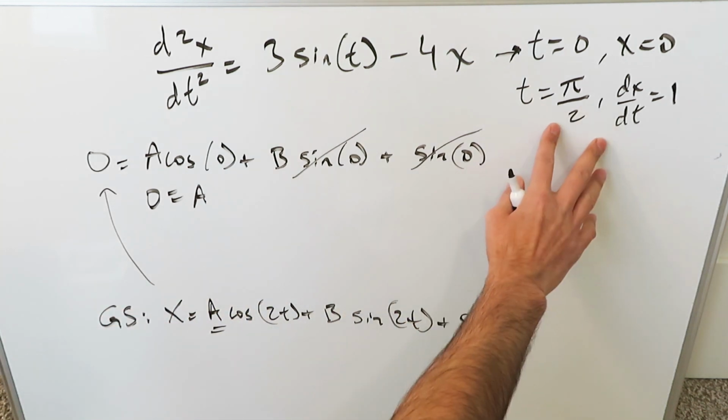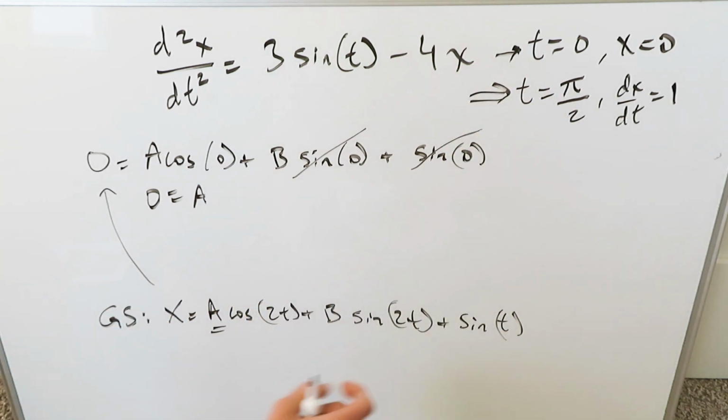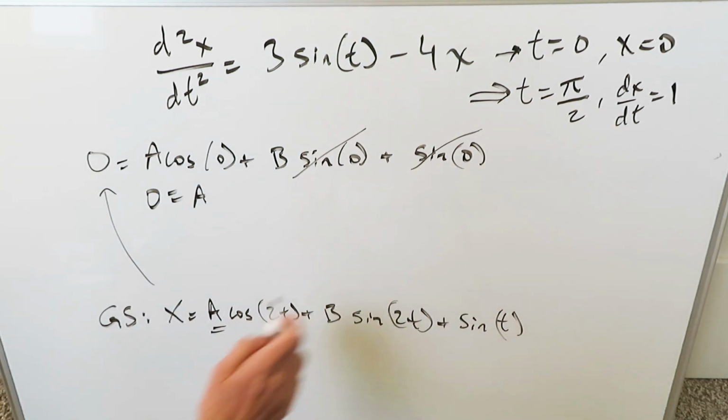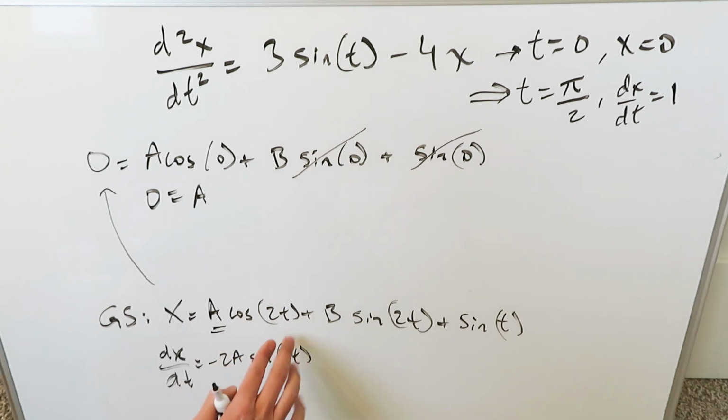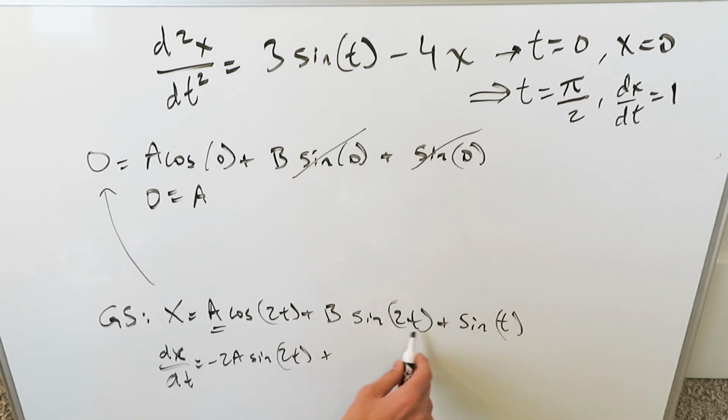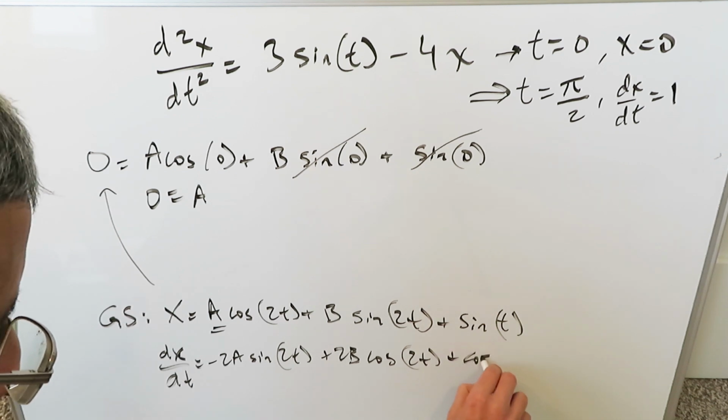Let's look at our second set of items, and that involves a derivative. If x is equal to that, then you have to take the derivative of that. dx over dt is equal to the derivative of all of this. You will have minus 2a sine 2t. You're doing the chain rule in your head. Likewise here you'll have plus 2b cosine 2t, and the derivative of sine t is cosine t.